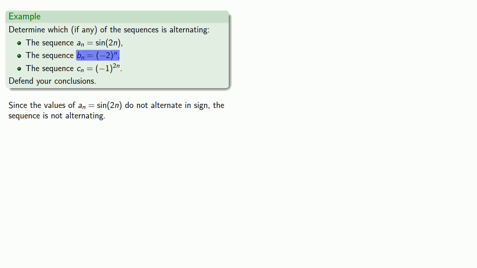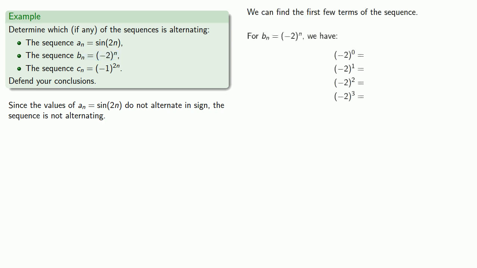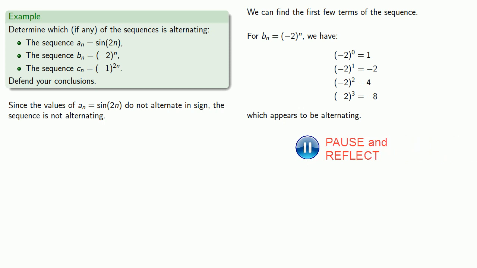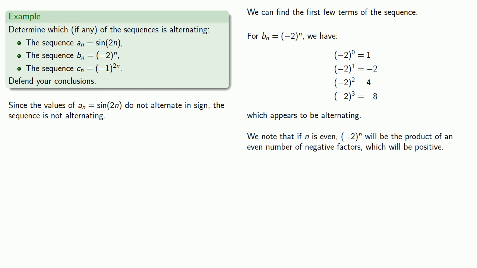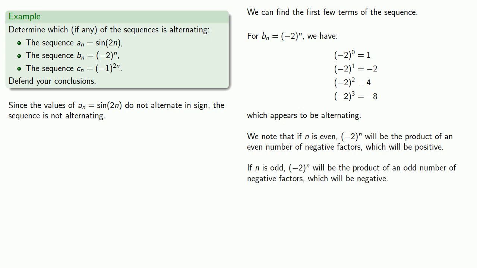For b_n equals minus 2 to the power n, we can find the terms of the sequence for n equals 0, 1, 2, and 3, and we find. And these do appear to alternate between plus and minus. But let's try and defend our conclusion here. So the thing we might notice is that if n is even, minus 2 to the power n will be the product of an even number of negative factors, which is going to be a positive number. On the other hand, if n is odd, minus 2 to the power n will be the product of an odd number of negative factors, which will be negative.